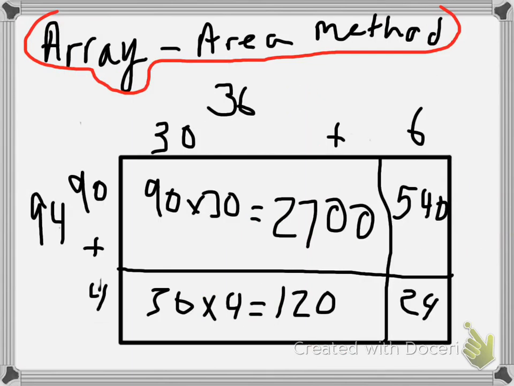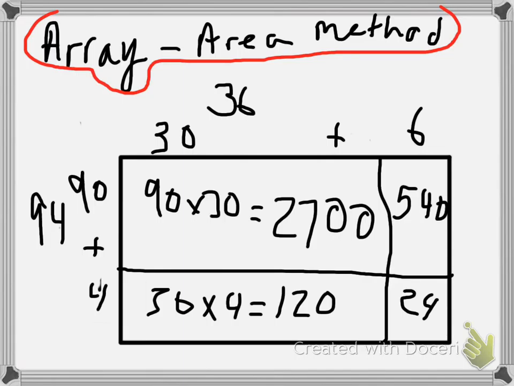Now we're going to talk about an array. An array is an area method, and so you're using square inches or cubic inches or whatever. It basically means that there's 94 rows with 36 items or units in each. The whole point of this is just to break it down to make it a little easier. So I broke the 94 into 90 plus 4, and I broke the 36 into 30 plus 6. And I divided it into 4 sections. Sometimes you can do more.